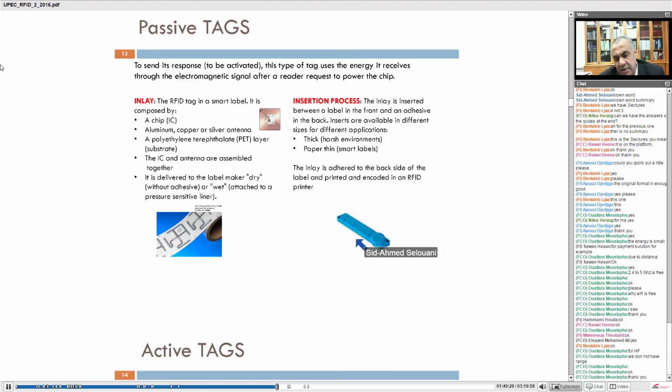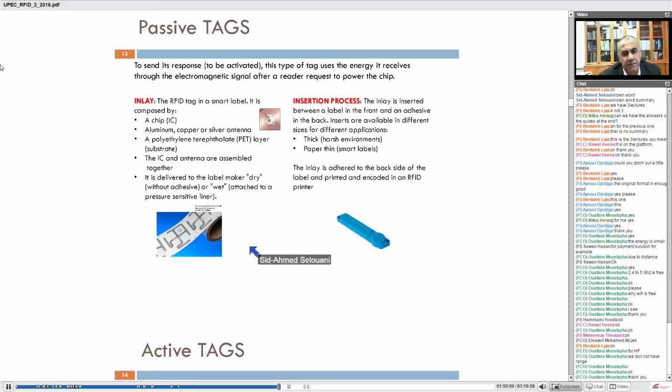Without adhesive, it is dry, and wet if you have adhesive, like a glue. The insert is the plastic box here. You can insert your inlay inside this in order to protect it, for example, from absorption, if you are putting this on a place where you have liquids or metal. So the inlay is inserted between a label in the front and an adhesive to the back.